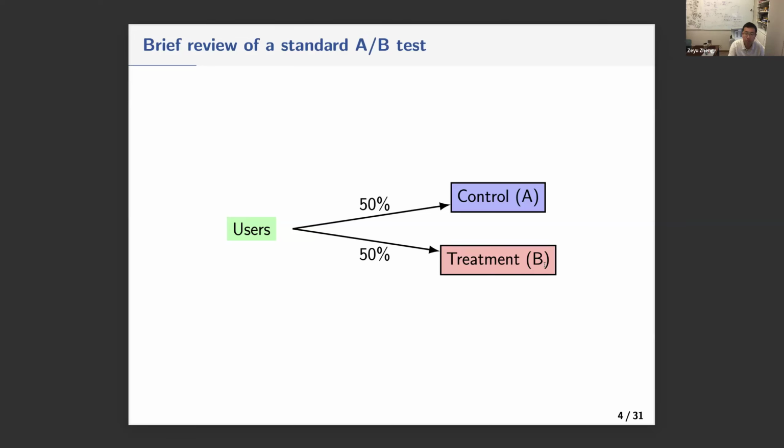To put the discussions in a bit more context, we think about the control maybe as a user interface or as a particular design strategy that the platform is currently using. And the treatment is something new, a new design or a new strategy that the platform likes to examine, and usually has not been implemented or launched before. And of course, these percentages are also variable. Maybe it's 10% to 90%, 80% to 20%. It depends on different scenarios, but it's also a kind of parameter that we use in the later discussion.